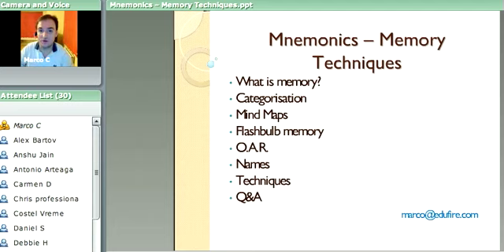These are the things we're going to go through. We're going to go through what it is, categorization, mind maps. Some of you may have heard of mind maps before. Flashbulb memory, OAR, which is something that will help you remember things.